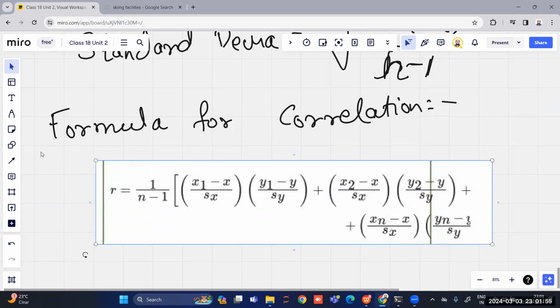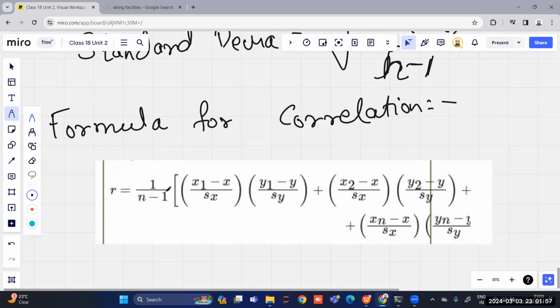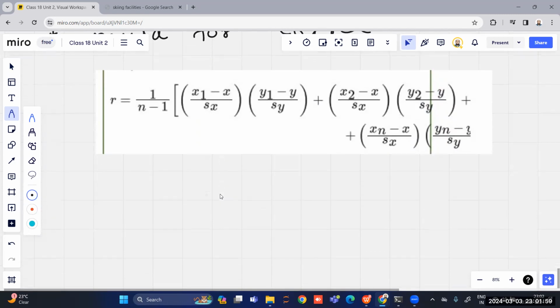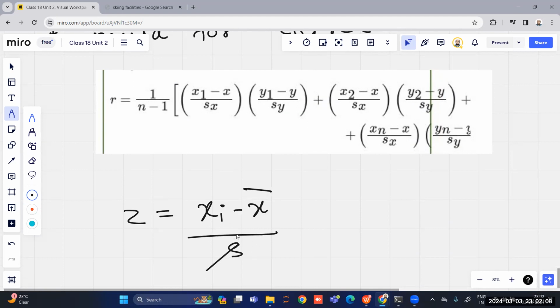See what it is. R is for the correlation. So we have seen that thing. What was the Z score? Z score was xi minus x bar upon standard deviation. Yes or no? So this is divided by the standard deviation. Correct. So this is something like that only.